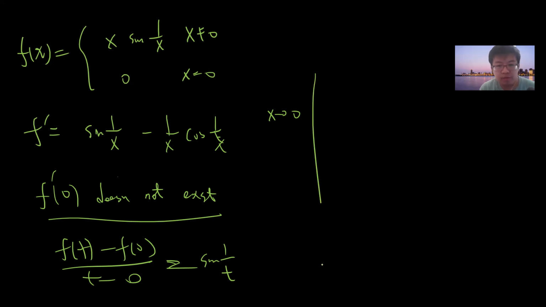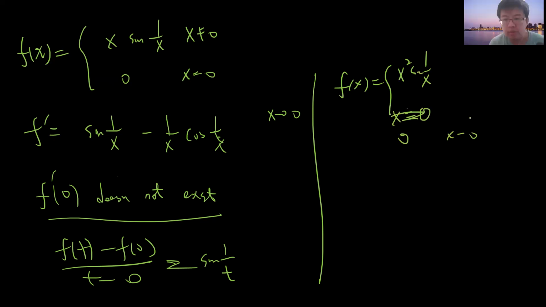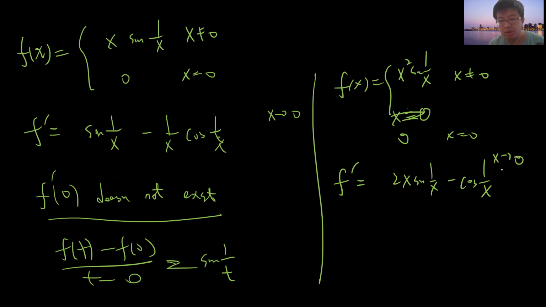But if you change f of x to be x squared sine 1 over x for x non-zero, and 0 for x equal to 0, and you write down the derivative, f prime of x is 2x sine 1 over x minus cosine 1 over x. It seems like at x equals 0 this still looks not correct, because these two terms are not well defined. But you can use the definition, right?